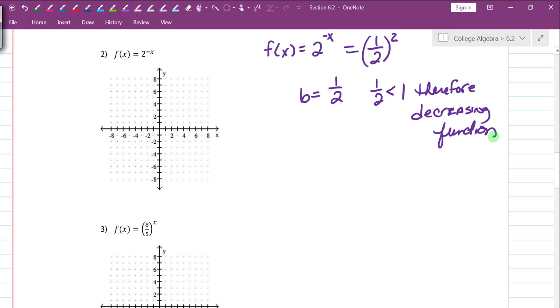Okay, so that's important. My b right here needs to be rewritten so that I have a positive exponent. Oh, that 2 should be an x. So let me correct that. That should be an x.